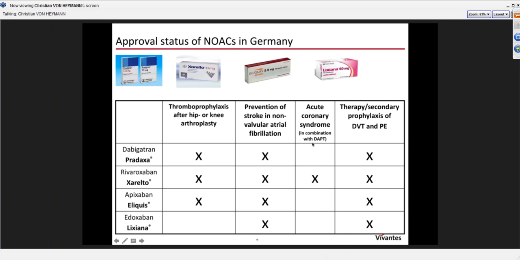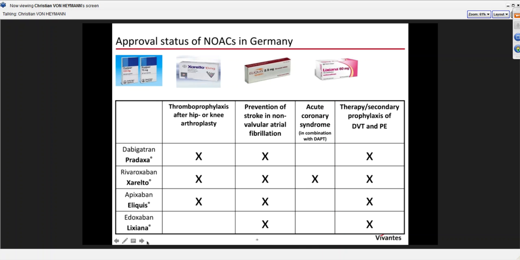So edoxaban, that has come over from Southeast Asia, has gone another way. It has in Europe the approval for the prevention of stroke in AFib patients, and also for the therapy and secondary prophylaxis in DVT and pulmonary embolism patients.